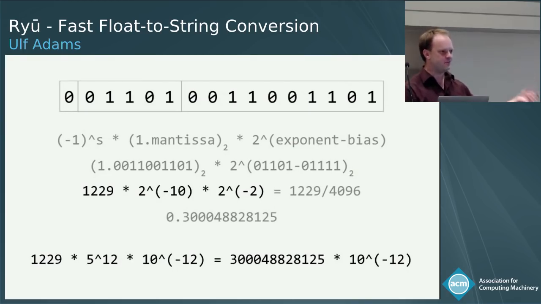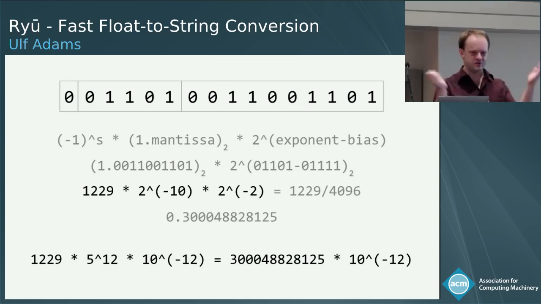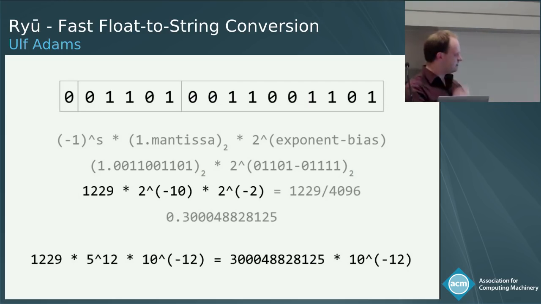This is the exact number that you need to print. And now you have a decimal exponent. You can convert this to a string. You can add the decimal dot in the right place, and you're done. So if you ever need to do this, this is how you do it. So we got integer operations.